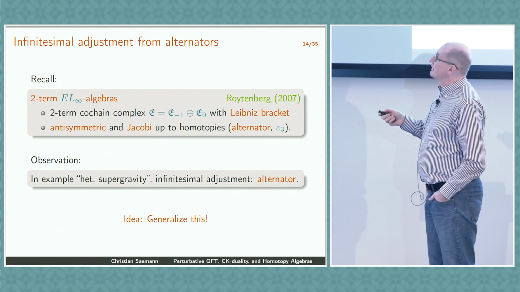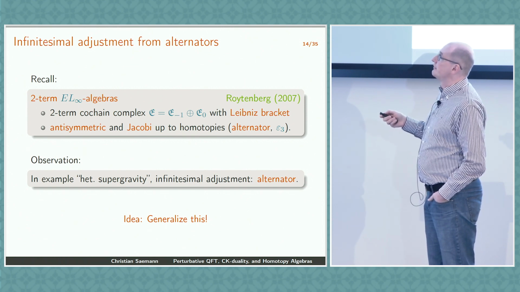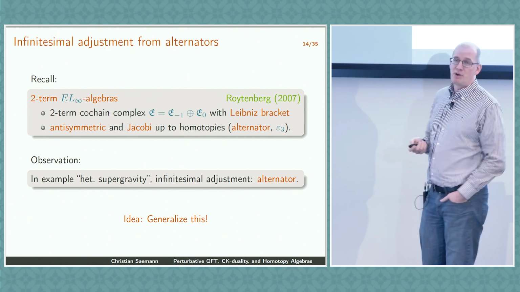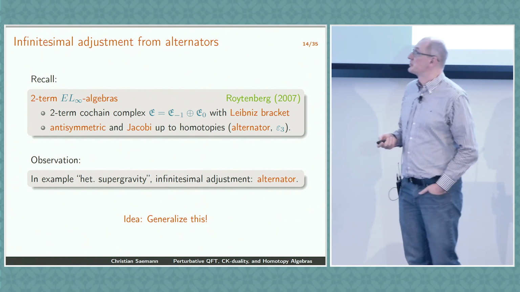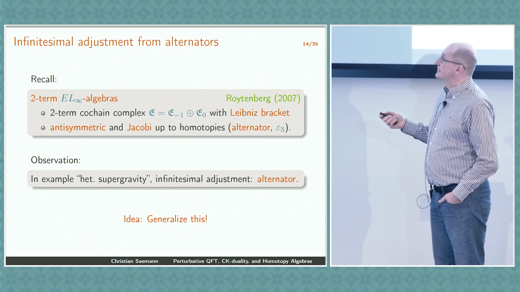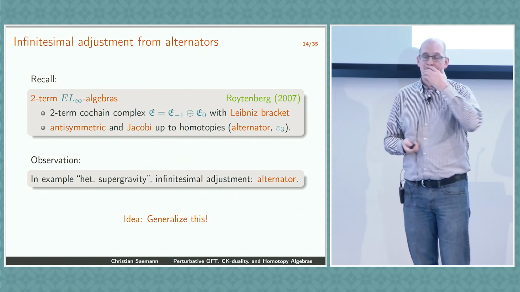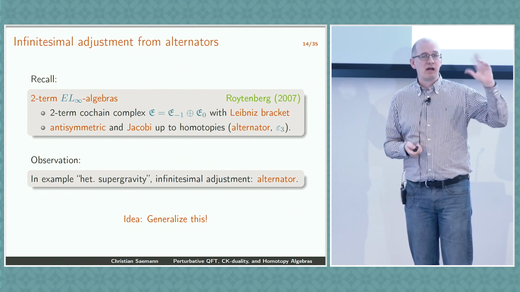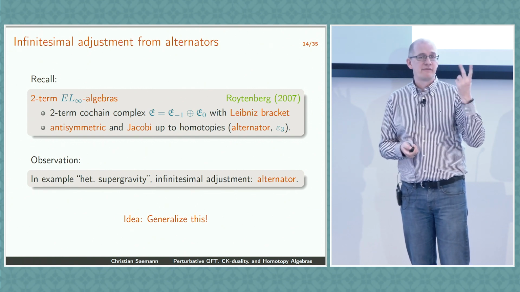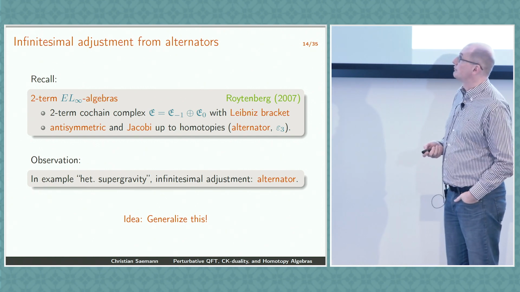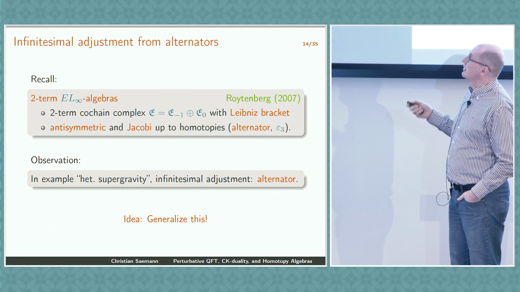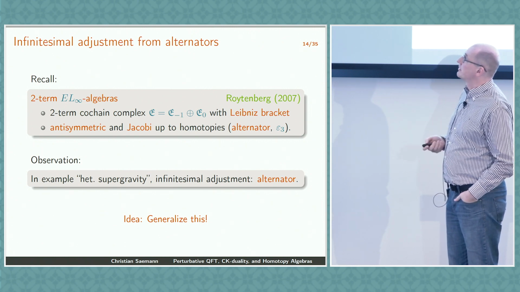So there's something interesting called the two-term EL infinity algebras. I mean, L infinity algebras are quite popular by now, so I probably don't have to mention them too much. But there is an extension. L infinity algebras lift the Jacobi identity up to homotopy. And in these EL infinity algebras, you also allow for the alternator, so antisymmetry of the Lie bracket, to be lifted up to homotopy. And that's a nice idea. And Roytenberg did this for two-term EL infinity algebras back in 2007.